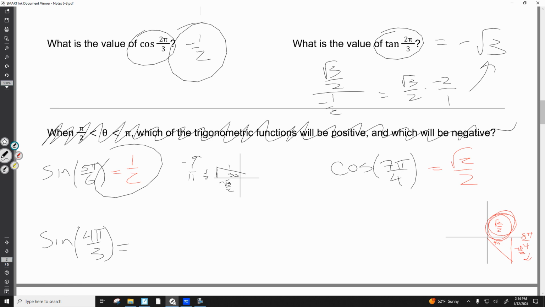All y'all have gotten it wrong. Hit the brakes. Okay? You need to keep drawing stuff because you're wrong. It's negative root 3 over 2 because 4 pi over 3 is 1 pi over 3 more than 3 pi over 3. It's over here in the third quadrant. The reference angle is 60 degrees. I go to the left and I go down. The sine is negative root 3 over 2.